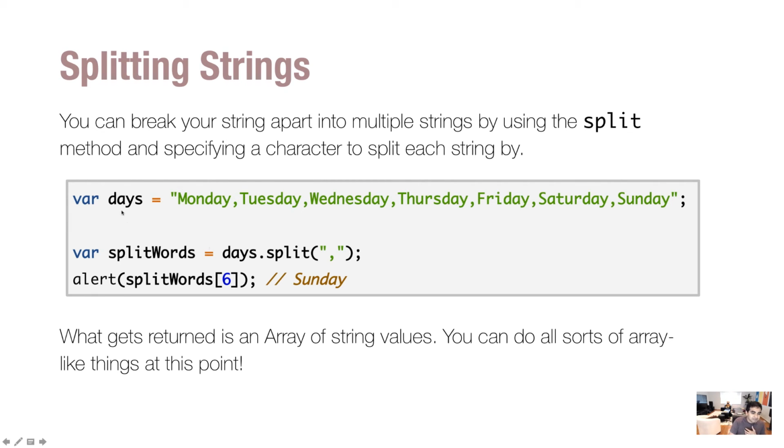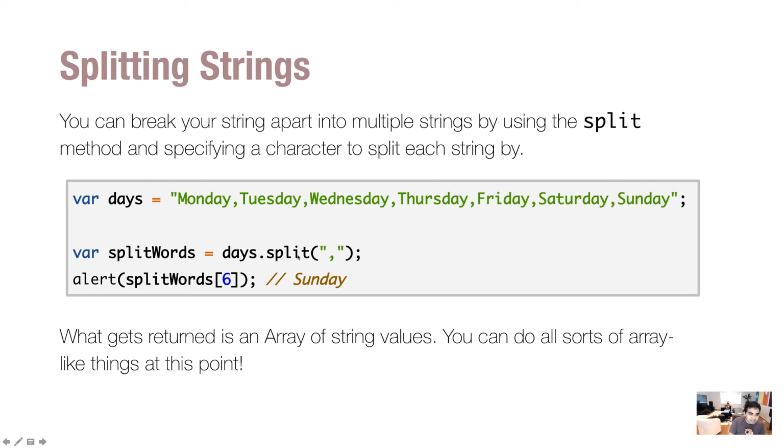In this case, I have a variable called days, and I have one gigantic string storing every day of the week: Monday, Tuesday, Wednesday, Thursday, Friday, Saturday, Sunday. The one common thing each of these items has is a comma. So I'm going to split all of these items by using the comma as the little signal to determine where to make my cut mark.